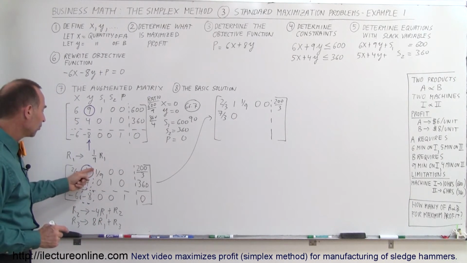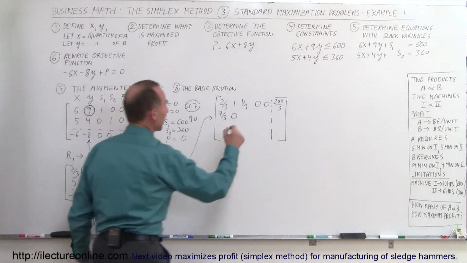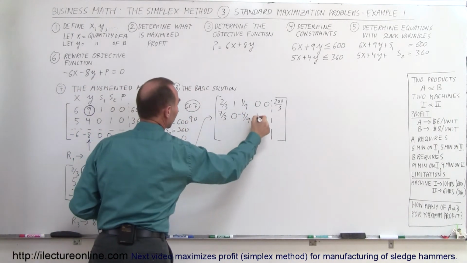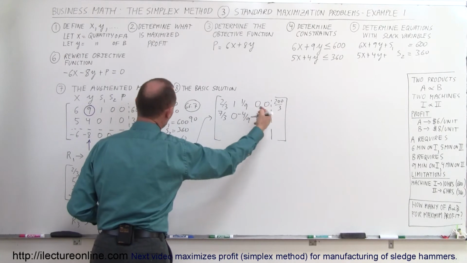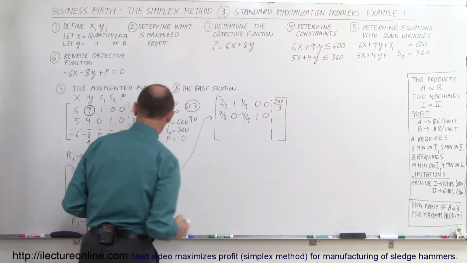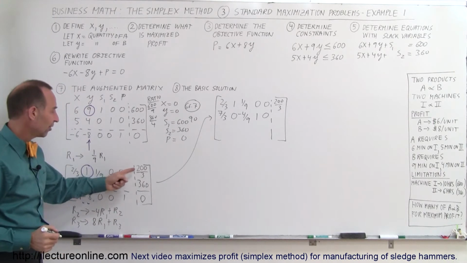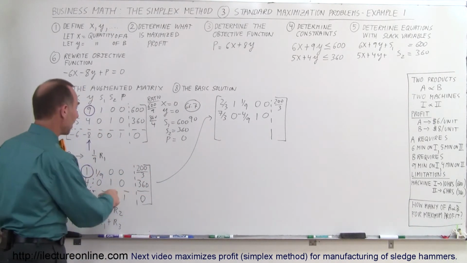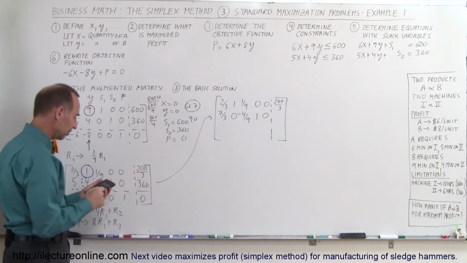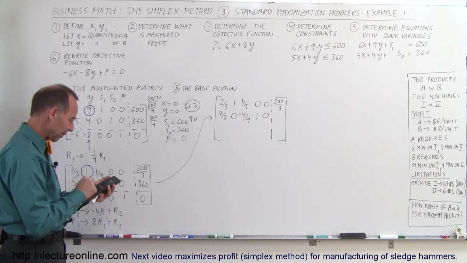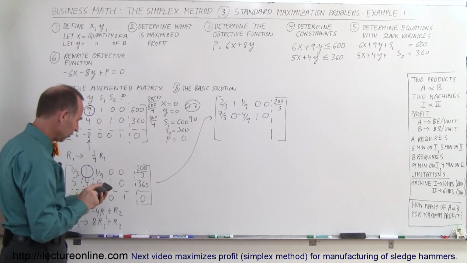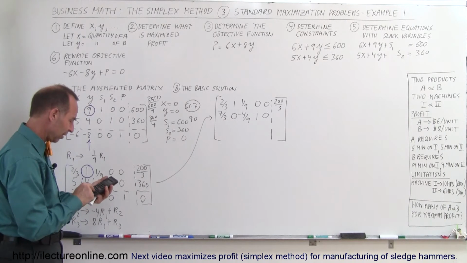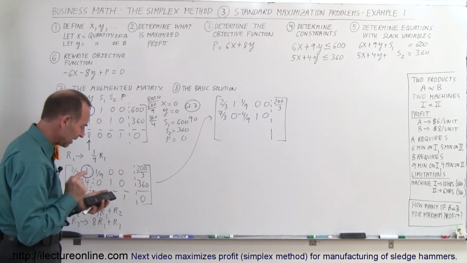-4 times 1/9 is -4/9 added to 0 is -4/9. Okay, this will still remain a 1 because -4 times 0 added to 1 is still 1, and this will remain a 0. Now, -4 times this added to 360. At this point, I would recommend a calculator. So -4 times 200 is -800 divided by 3. So 800 divided by 3, make that a minus. So it's -266.7, and add it to 360.